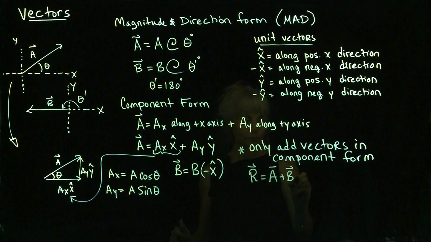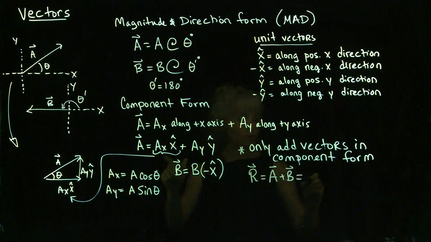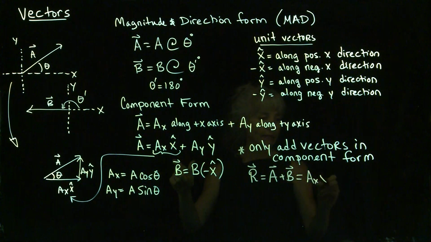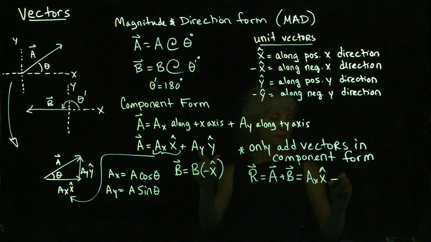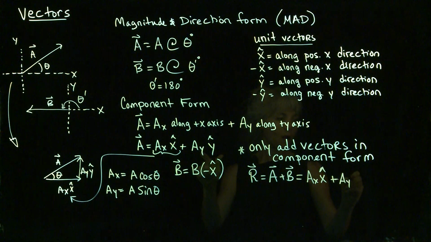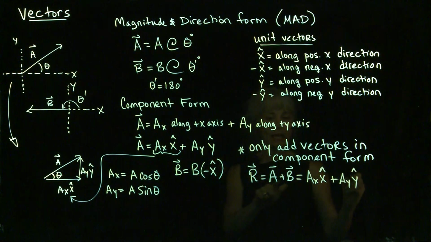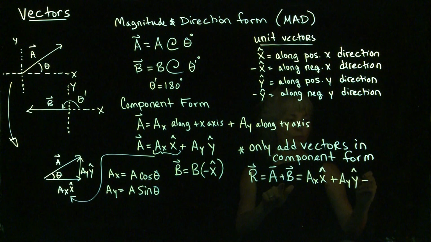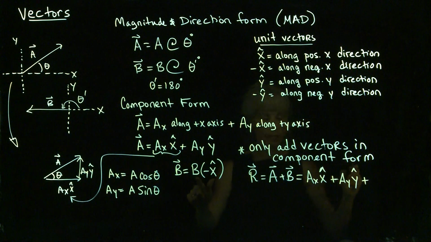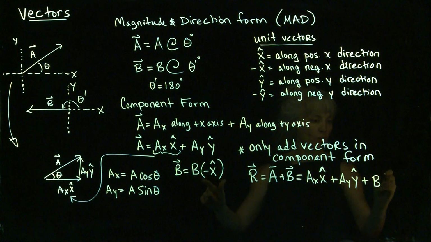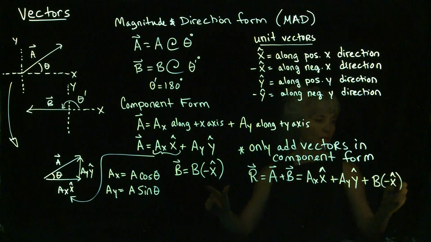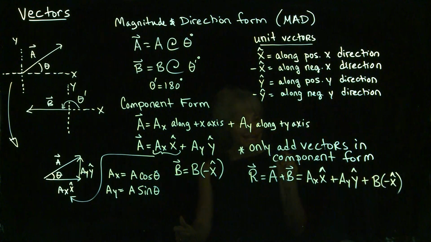So if I wanted to add vector A and vector B to get some resultant vector, vector A plus vector B, then I would take vector A, which is some length AX along the x direction. This is in component form. I must be in component form, plus some vector AY along the y direction. And now I want to add vector B, so plus, and here's my vector B, some magnitude along the minus x direction. Now we add x's to x's and y's to y's.